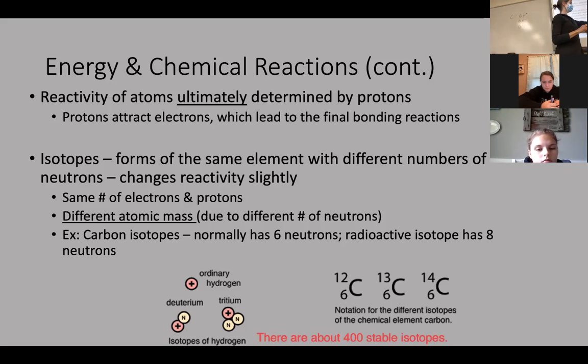The number on the bottom here is the number of protons, so 6 all the way across for the different isotopes. The number on top is essentially the number of neutrons plus protons. So you have 6 adding to 12. This isotope would have 7 to get to 13. And then this is our radioactive one, carbon 14, and it has 8 neutrons. That's really all you need to know about isotopes right now, just a different number of neutrons, and it can change the reactivity.